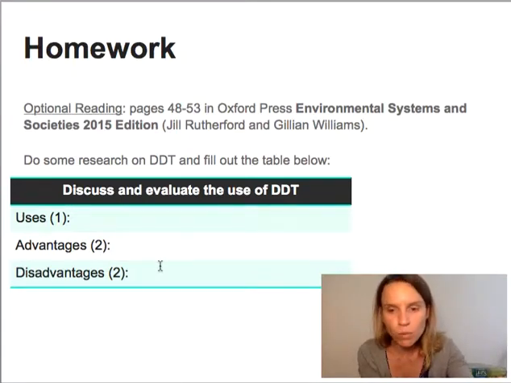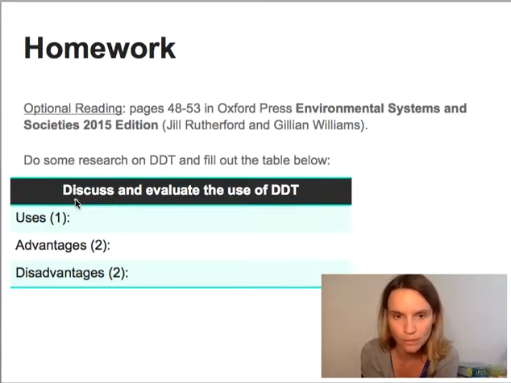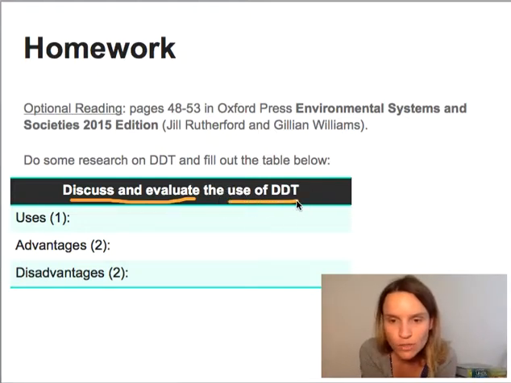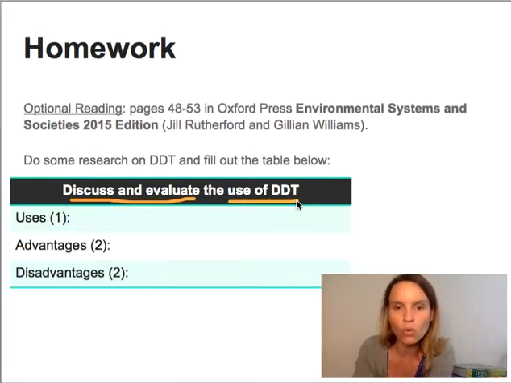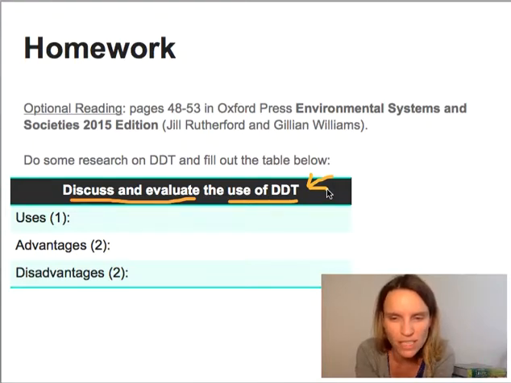And the reason that I want you to do this is that a lot of times on Paper 1 and Paper 2 exams, you are asked to discuss and evaluate specific pollutants. Sometimes they give you a named pollutant, sometimes they don't. And it's a good idea to always have some information about DDT stored away in your mind, because it's one of those things that has a tendency to show up a lot on your IB exams.